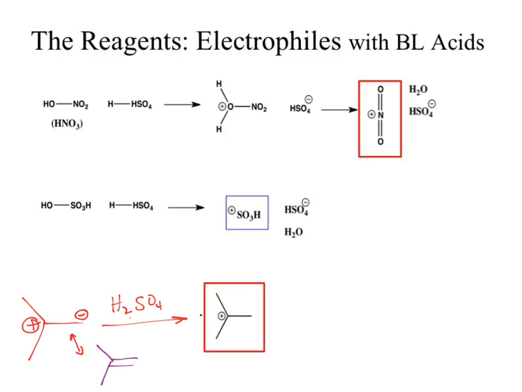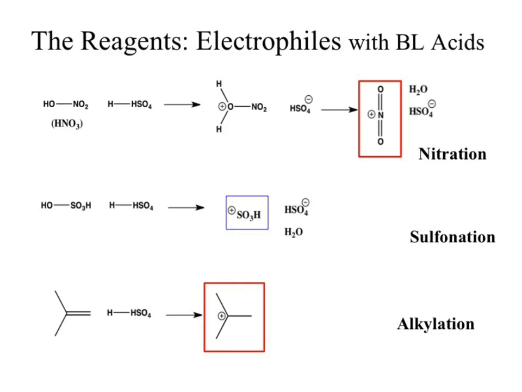Names attributed to these. Come on. Nitration, sulfonation, and alkylation. You'll notice this is not a Friedel-Crafts alkylation because we aren't using the aluminum trichloride catalyst. Okay, so it's just a standard alkylation reaction or alkylating reagent. Okay.